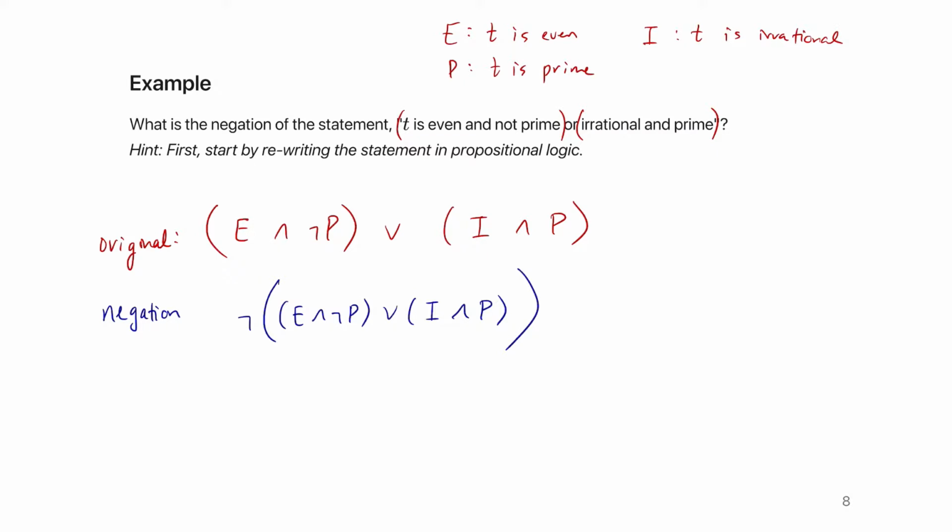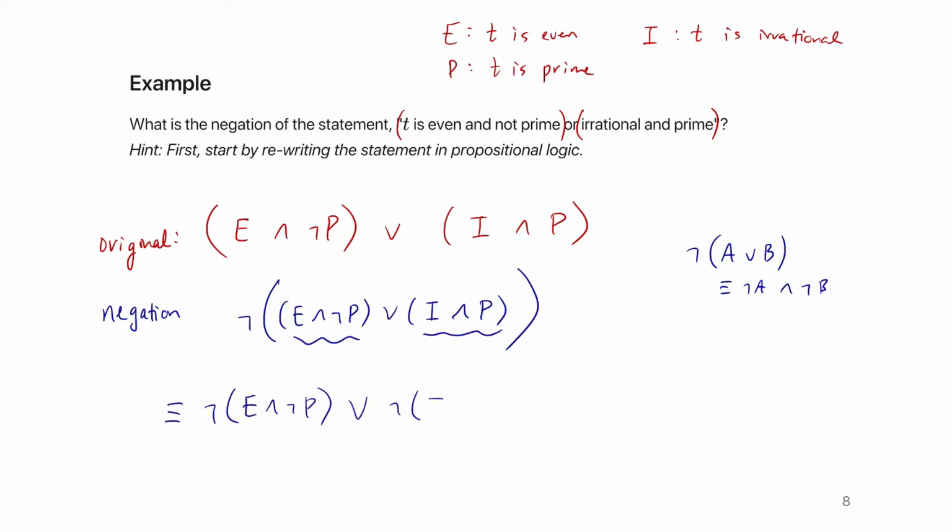And so the first rule we'll use is the fact that not A or B is equivalent to not A and not B. And so in this case, you could think of this as being our A and this as being our B, right? Because it's just two things separated by a disjunction. Okay? So what I'll say is that this is equivalent to not E and not P, or not I and P. So we're sort of working from the outside in. Now I have to redistribute the negations within the individual parentheses.